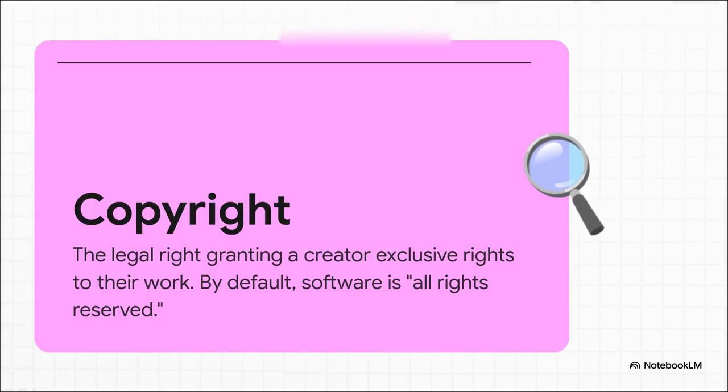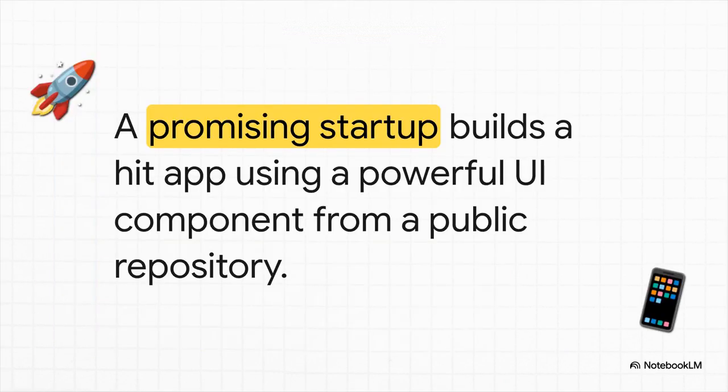So to really get the risk here, we have to start with the legal default setting, which is copyright. The second a developer writes a piece of code, it is automatically copyrighted. That means it's all rights reserved. No one else can legally copy it, change it, or hand it out without getting permission first. And that permission? That's what a license is. Without one, you just can't use the code. Full stop.